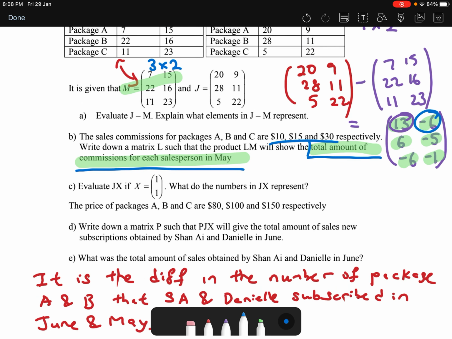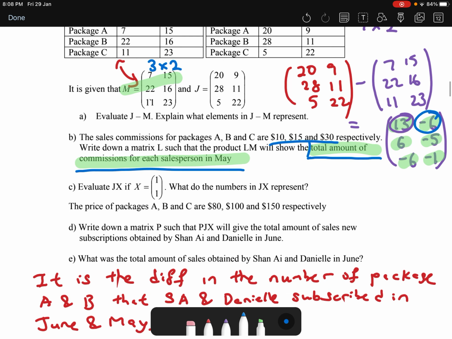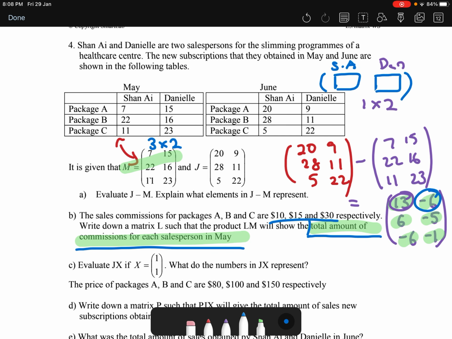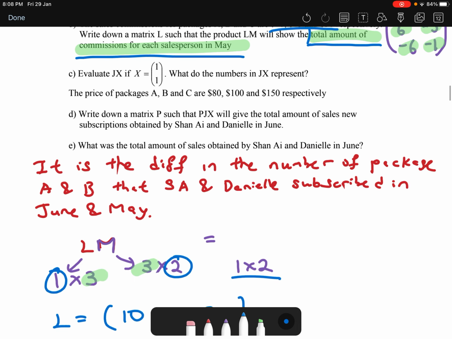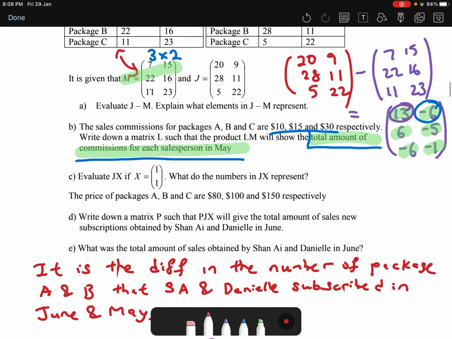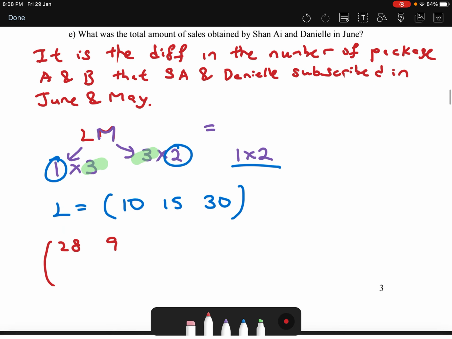So let's move on to C. Evaluate Jx if x is this matrix, 1 and 1. What do the numbers in Jx represent? A very popular question. J is June, so June is 29, 28, 11, 5, 22. Okay, so let's see. 28, 9, is it 9? 29.